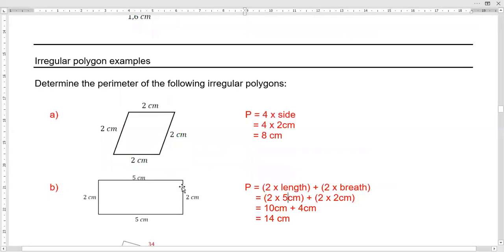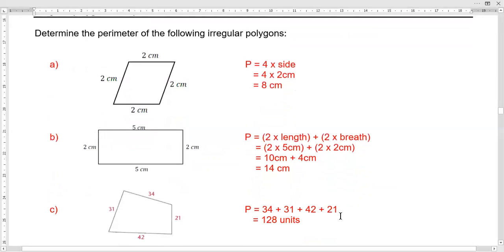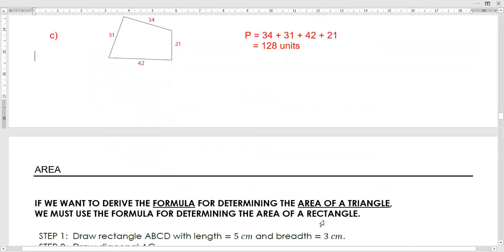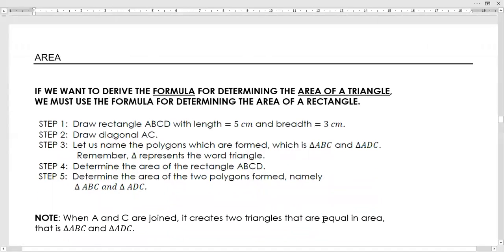There's our length. There's our breadth. 2 times 2, so it's 10 plus 4 is 14. And then the last one, because all the sides are different now, you can't use any formulas. You actually need to go side plus side plus side plus side. So it's 34, 31 plus 42 plus 21. So it's 128. But they never told me that it's centimeters, meters, whatever. So we then have to say units. Alrighty. And then we went into area.